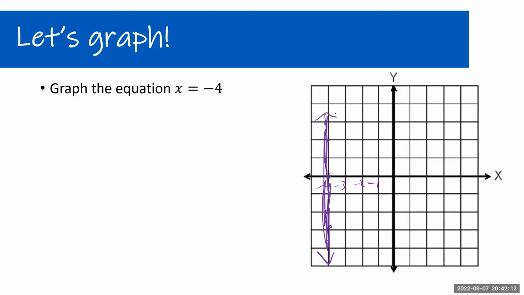Now, when we have just an x equals, there's no y involved. Notice that we have an x-intercept. It intercepts right here. But we never hit that y-axis, so we don't ever have a y-intercept.